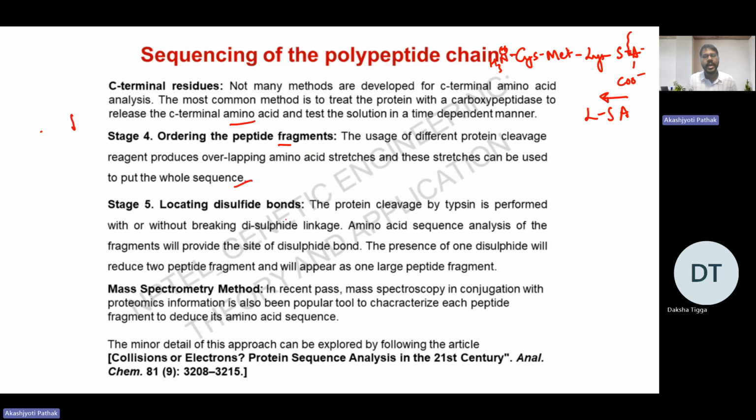Okay. Now, locating the disulfide bonds: the protein cleavage by trypsin is performed with or without breaking the disulfide linkage. Amino acid sequence analysis of the fragments will provide the site of the disulfide bond. The presence of one disulfide will reduce two peptide fragments and will appear as one large peptide fragment.